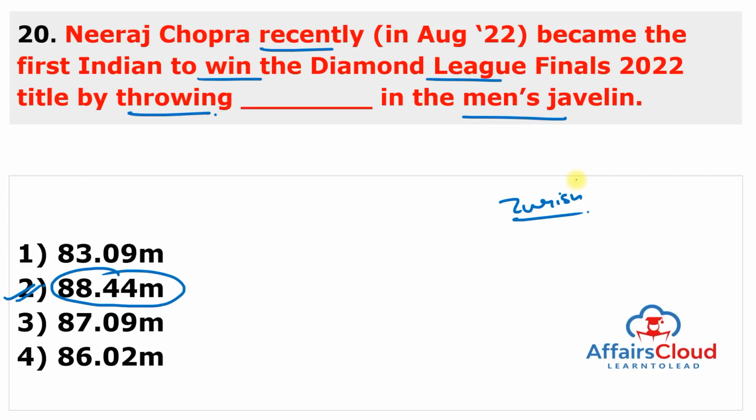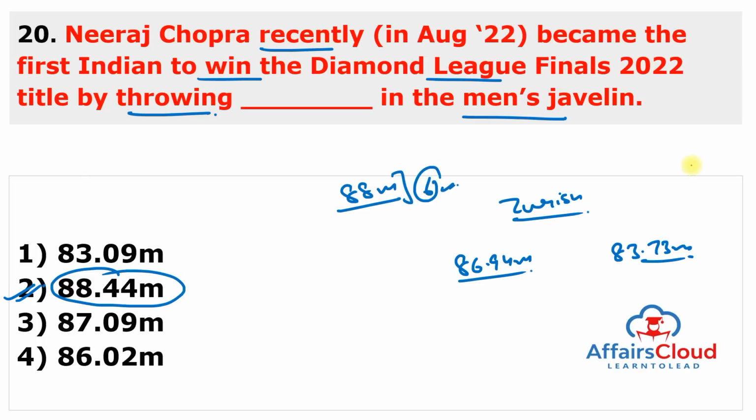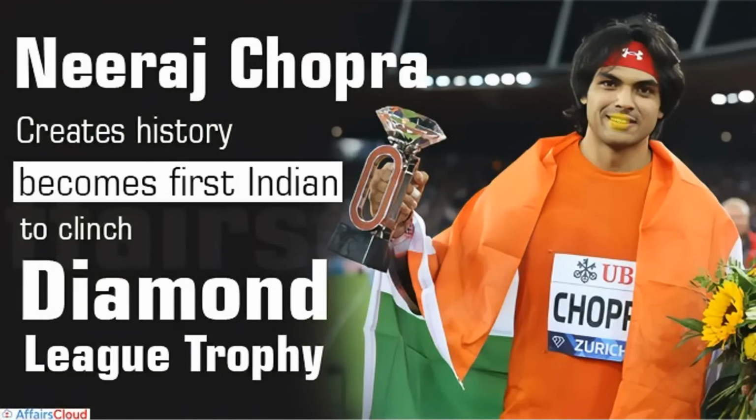And the Czech Republic player won the second position by throwing 86.94 meters, and the German player won the third position by throwing 83.73 meters. So Neeraj Chopra's achievement is also very important because he has produced 88 meter plus throws 6 times in the current season and holds a national record of 89.94 meters. Moving to next question, you can also see here the picture of Neeraj Chopra creates history, becomes the first Indian to clinch Diamond League trophy.